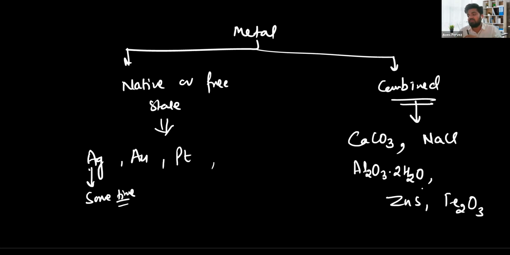Are you getting my point? Yes, sir. These are some metals that exist in the pure state. If you find silver, gold, or platinum, they are generally found in the free state. You just need to refine them to get the pure state. But some metals exist in the combined state in the form of stable compounds.